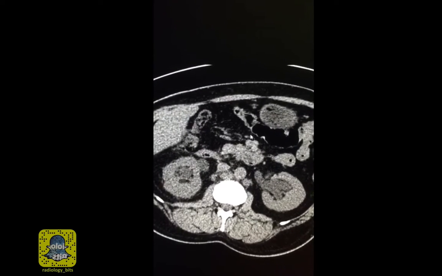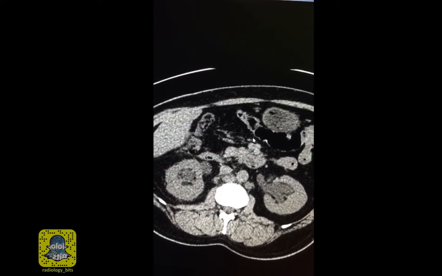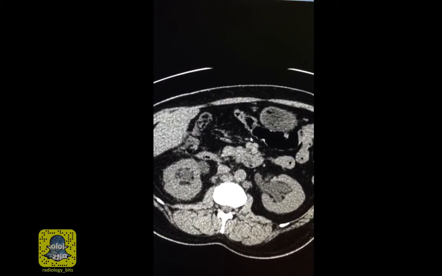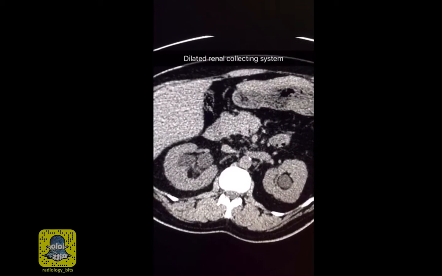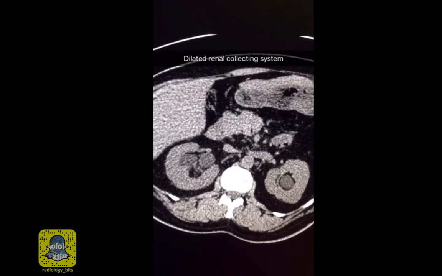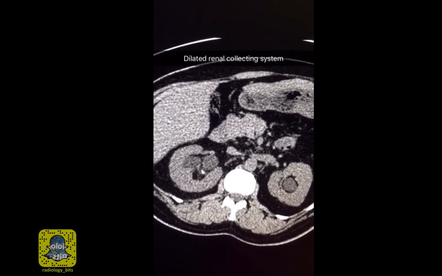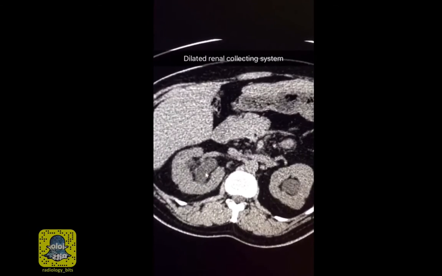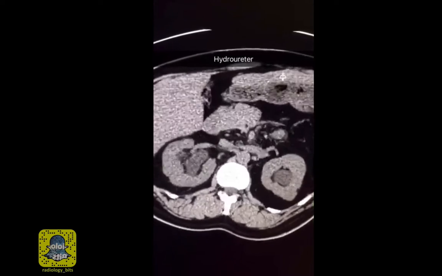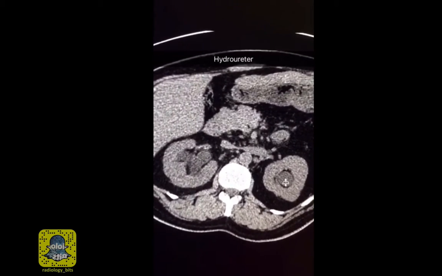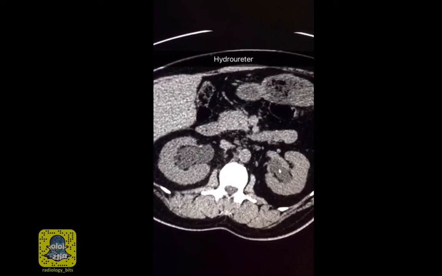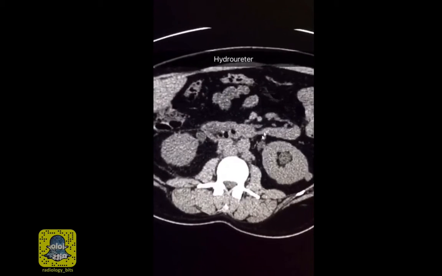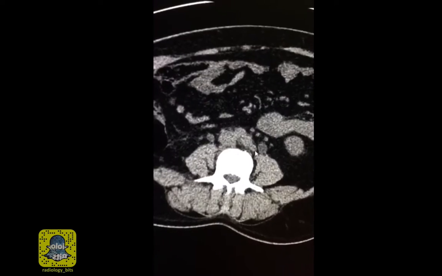This is a CT scan of the abdomen and pelvis without intravenous or oral contrast, and it has interesting findings. The first thing that we notice is the dilatation of the renal collecting system bilaterally. These are dilated calyces. And you see also dilated calyces and renal pelvis on the left side, as well as dilatation of the ureters.